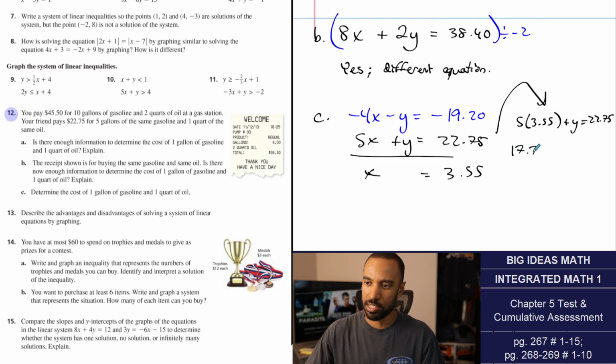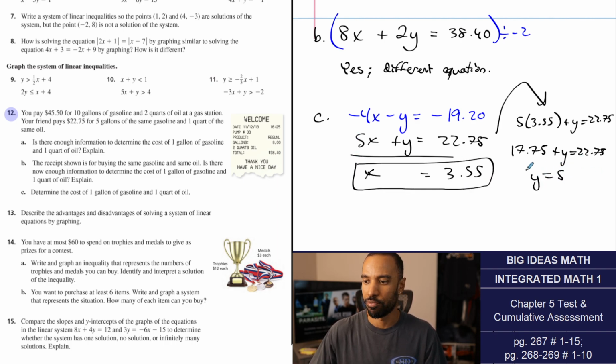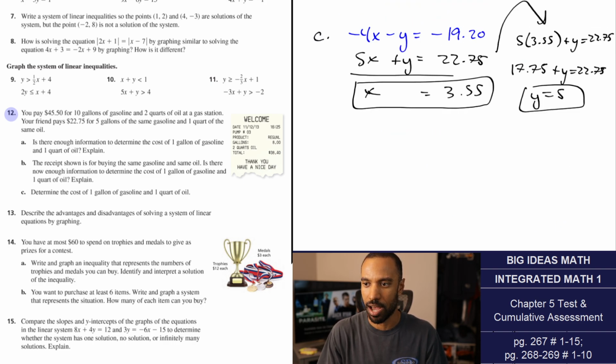So I got 1775 plus y is 2275. Subtract 1775, that should be 5. So x is 3.55, y is 5. We don't write this as an ordered pair. We're going to say each gallon of gas costs $3.55. Each quart of oil costs $5.